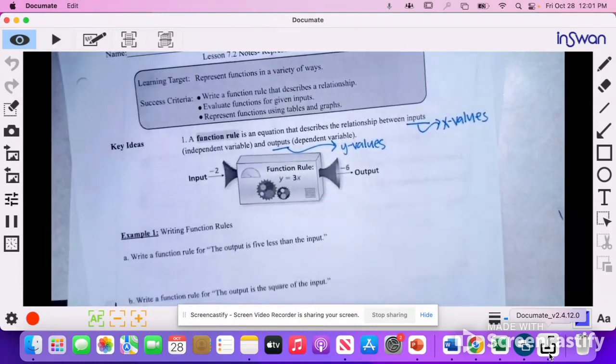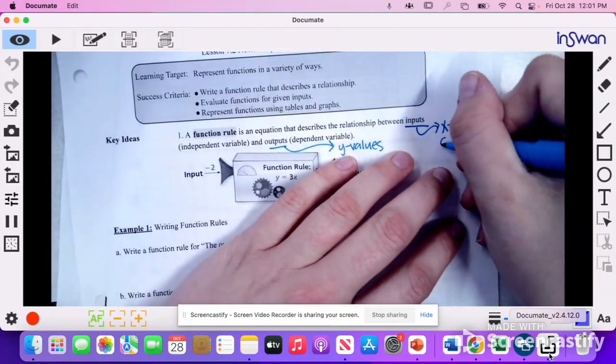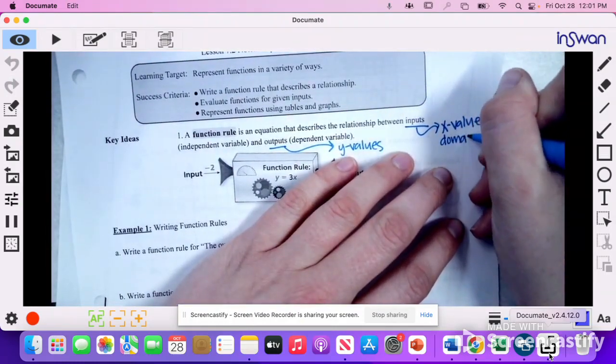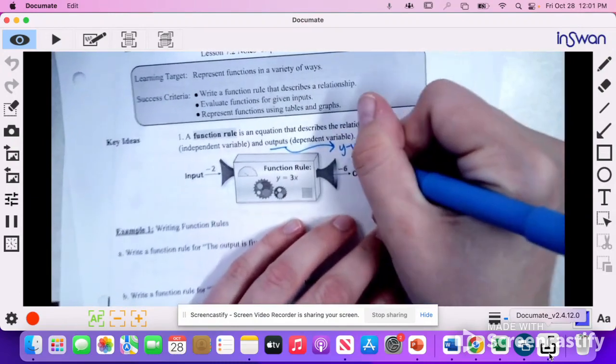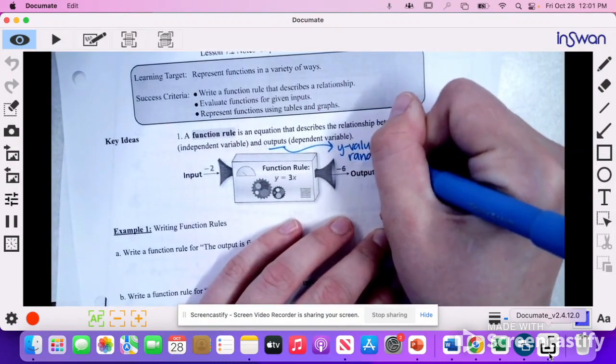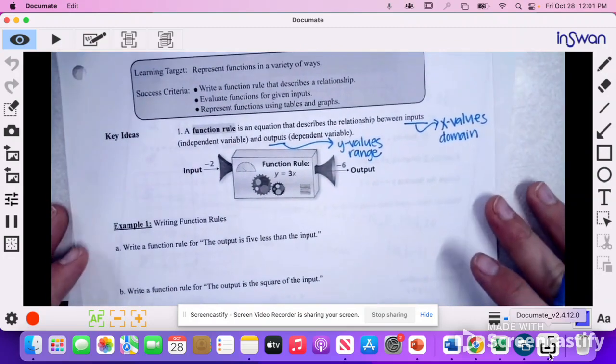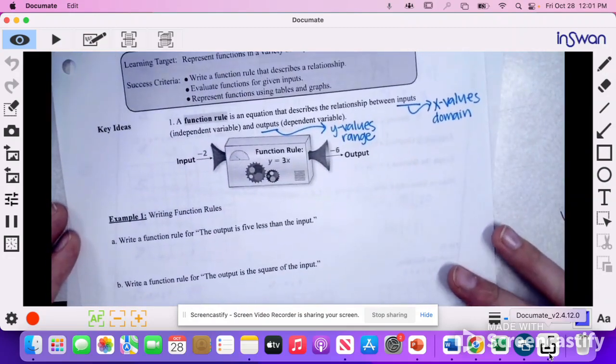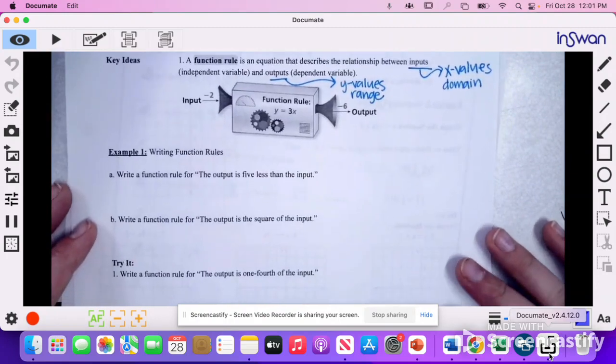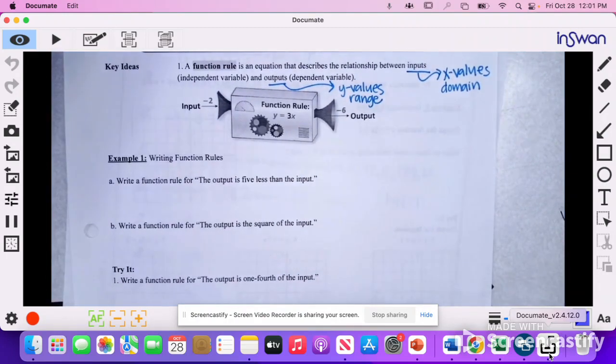Okay. They're also going to be called, our X is going to be called our domain. So you might see that. Our Y values are called our range. So you might see them called that. They have 4 different names. They're all the same. They're all very, very simple. So let's look at the first one.